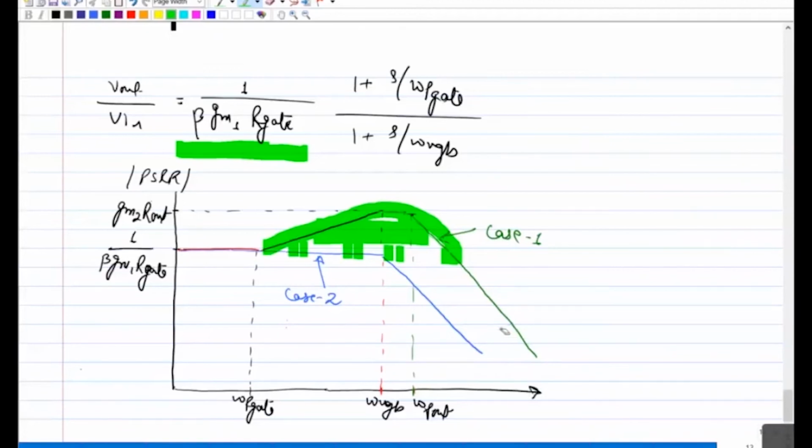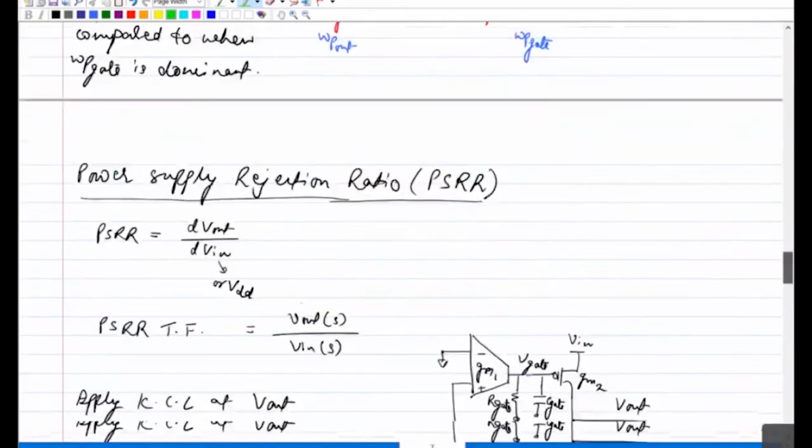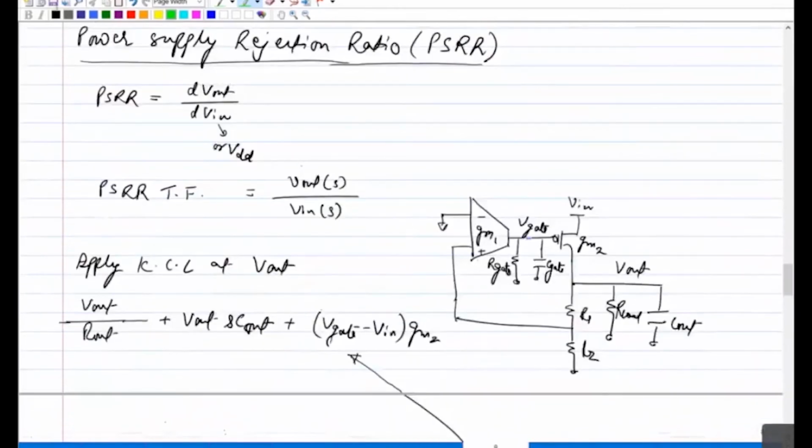Okay, so there are certain techniques to improve the PSRR if you make your gate pole dominant. One way is that, okay, so what is happening here actually? It's actually the GM path which is degrading your PSRR. So somehow if I get rid of this GM, when I say GM, it is the GM2 path actually. So the GM2 portion of the current, if I get rid of that, your PSRR will automatically improve, because in that case you won't get any amplification from your VDD or VIN.